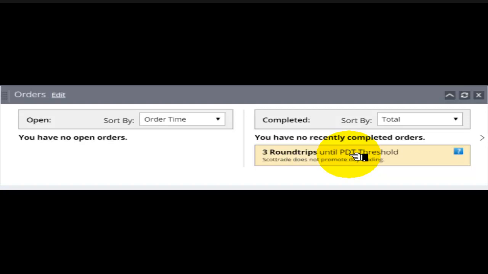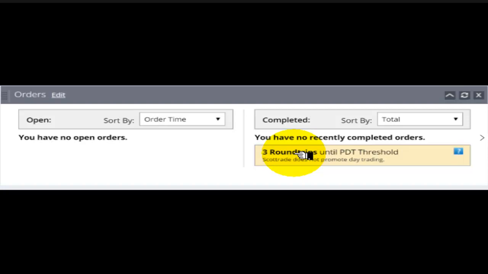All right? Because they're saying you technically are undercapitalized for day trading. Therefore, we will allow you 3 round trips in a rolling 5-day period. 3 day trades in a rolling 5-day period before your account is locked up. And what happens is, if you violate this rule, your account will be locked up, which means that you won't be able to trade in that account anymore until you deposit $25,000 or more into your account.